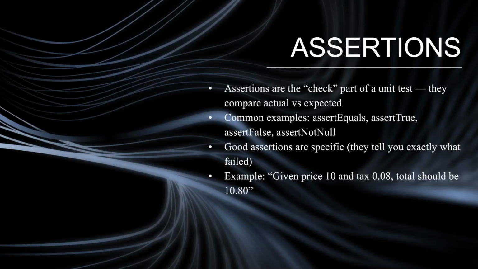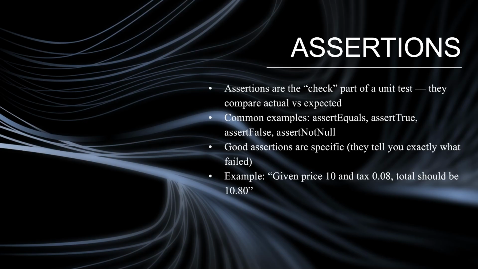Assertions. Assertions are the core of unit tests, because assertions decide if a test passes or fails. An assertion is basically a statement that says, I expect something to be true. If that expectation is not true, the test fails and the test framework reports the failure.